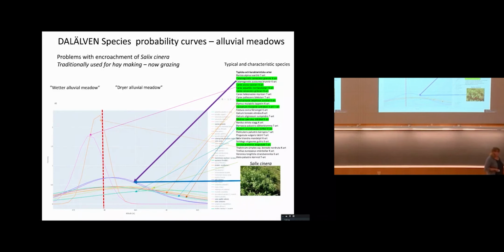You can also see that we have two distinct areas here, one wetter alluvial meadow and one which is a much drier alluvial meadow. On the y-axis, you have the relative density of species. And you can see that in the drier part there are not as many of them as in the wetter part. So it's quite a distinct line between them.